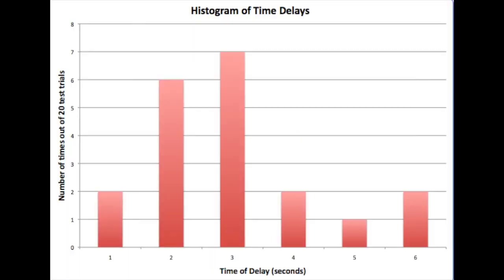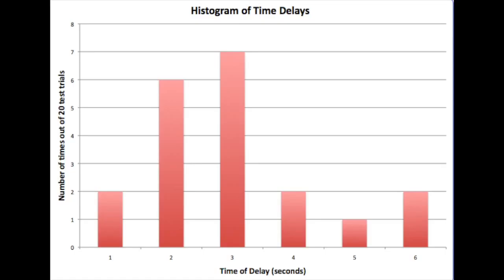So here's a histogram of the random delays, the time of delays. The bottom numbers are how many seconds. Out of 20 tries, I should have put that on there. I thought I did.